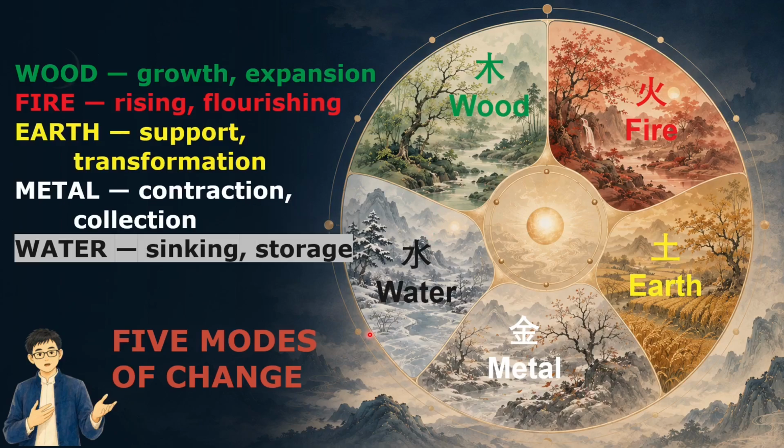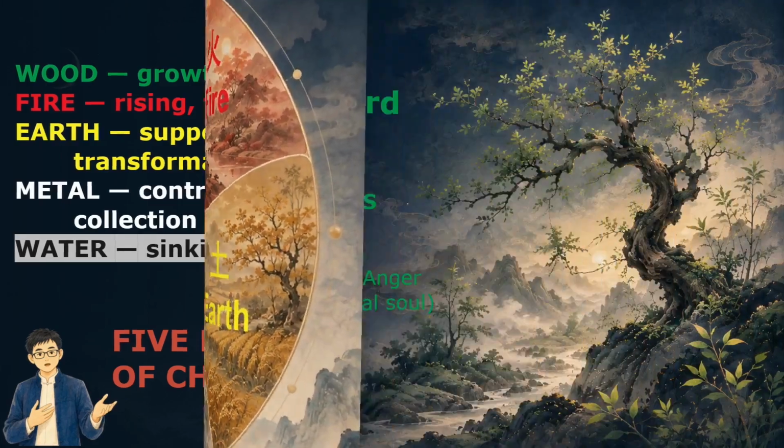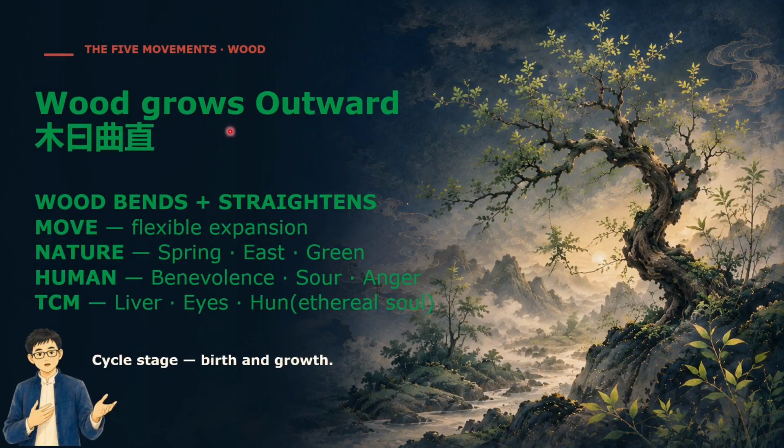Therefore, something belongs to the 5 movements, not necessarily because of what material it is made from, but because of how it behaves, what function it performs, and how it changes. This is the central idea of Wuxing: not fixed 5 elements, but 5 interconnected movements through which the world is continuously transformed. Now let's start with the wood group.